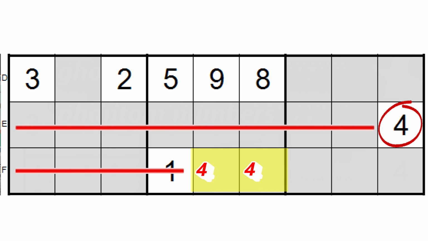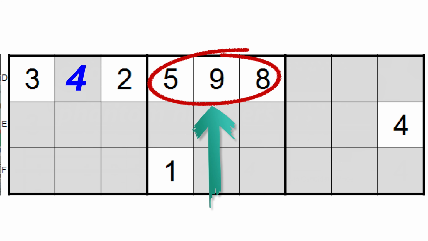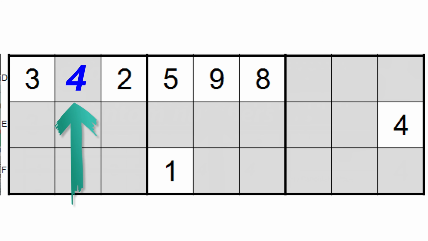And row E is eliminated because there is already a 4 in row E, block 6, so the 4 in block 4 must go in row D, and the only open cell is this one, row D, column 2. Using the completed segment in block 5, we were able to place the number easily in block 4.